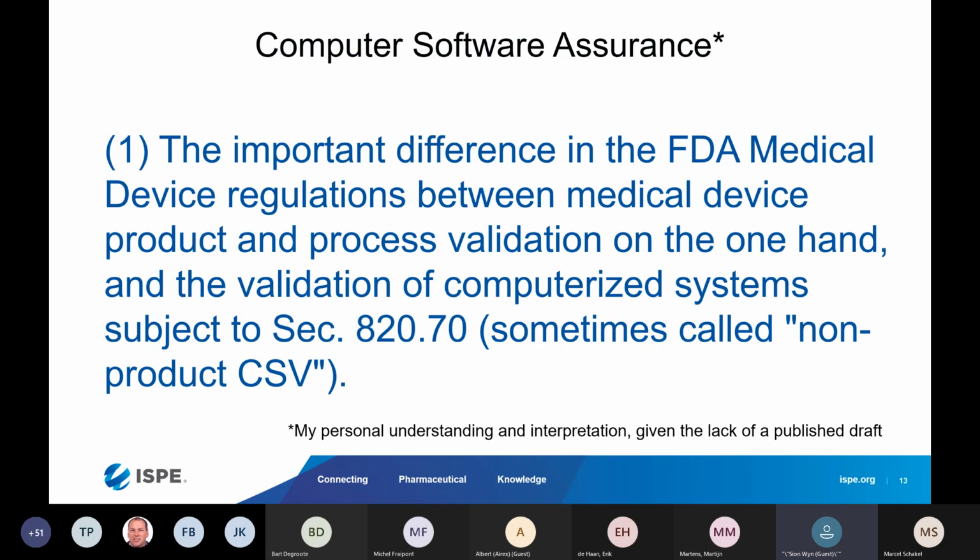So what do we mean when we talk about computer software assurance? What is this all about? And as I said, this is my personal understanding and interpretation, given the lack of a published draft. One of the points being made in conferences, for instance, is the big difference in the regulations between product and process validation on one hand, and the validation of computerized systems supporting those processes on the other. And sometimes the term non-product CSV is used to reflect that. The FDA feel that the industry have tried to apply product and process validation directly to computerized systems. This was never intended in the regulation. So they want, I believe, to clarify this.